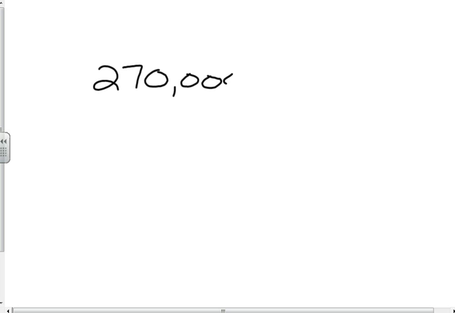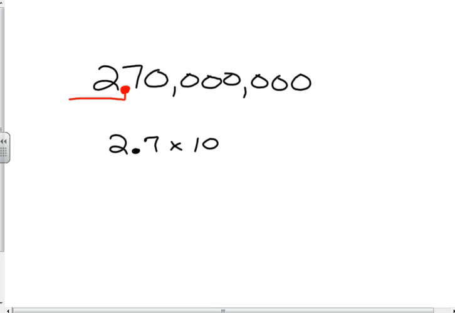270,000. Let's just go small on that one. Now let's make it bigger. Instead, let's do 270 million. So you put your decimal point after the first non-zero number. As I'm coming in, the decimal point's going to go right here between the 2 and the 7. So my answer is 2.7 times 10. This number is really big, and remember, big means positive.